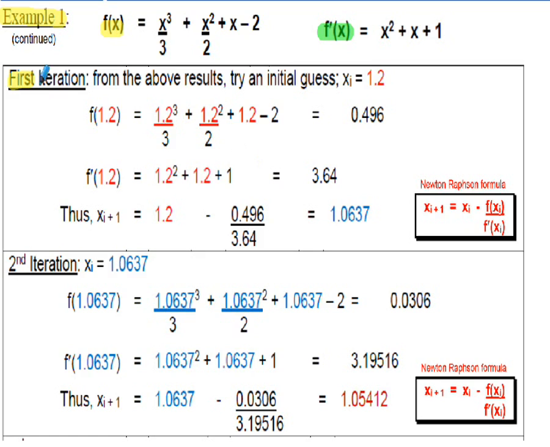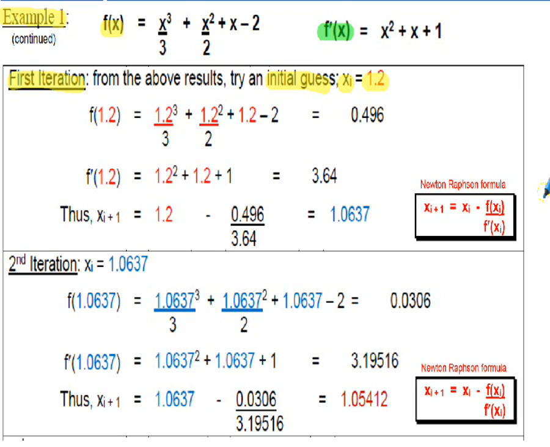So for the first iteration here, using the values on the previous slide, we found that a root occurred between x equal to 1 and x equal to 2. The magnitude of the remainder was smaller when x equal to 1 than when x equal to 2. So therefore it would suggest that the root is closer to x equal to 1 than x equal to 2. So for my initial guess here, I'm going to make the assumption that the x1, my first guess, is 1.2. And that is my best guess. You may decide to take 1.3 or 1.1.